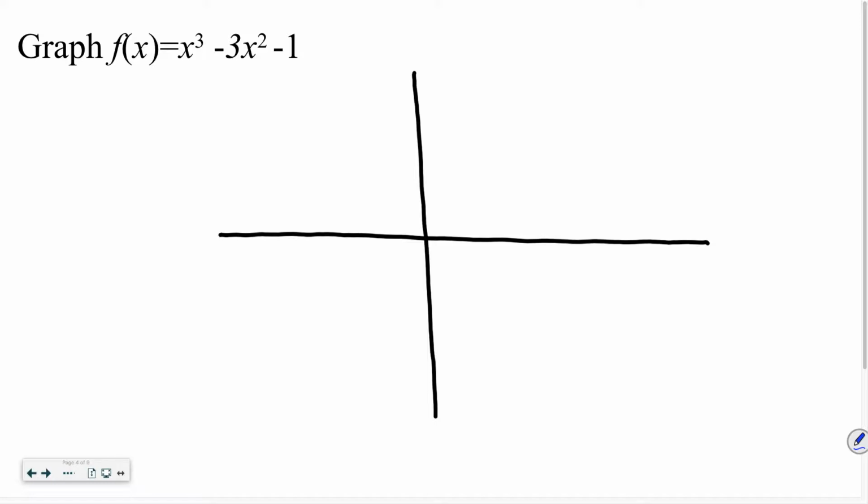So our y-intercept was (0, -1). (0, -1) was also a maximum. What was our minimum point? (2, -5).